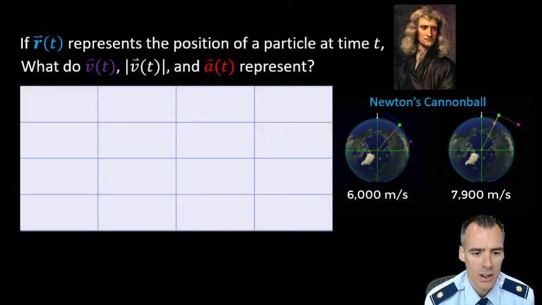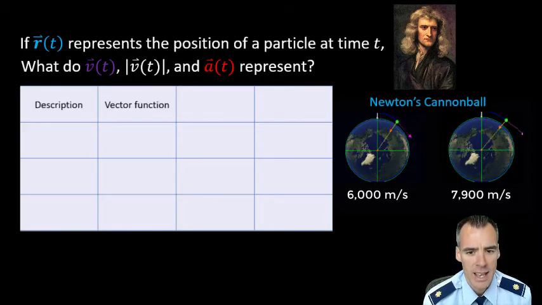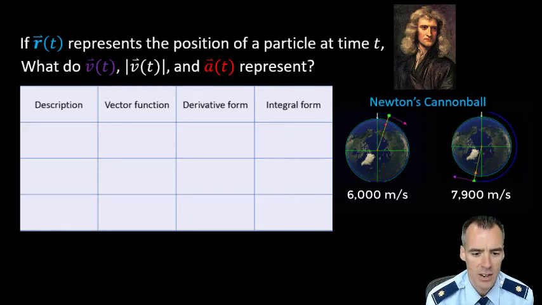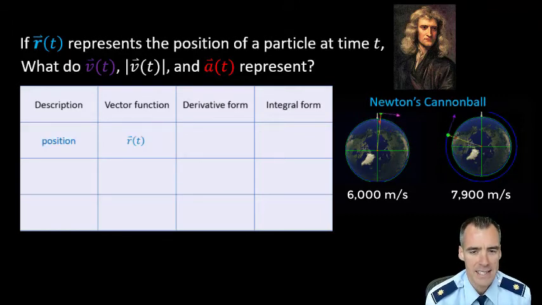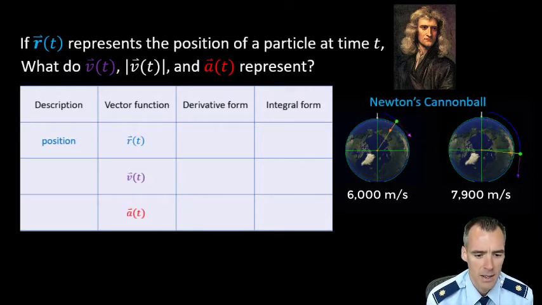So we have our description column, we've got our vector function we're going to put here, and our derivative and integral forms of that vector function in these other columns. So let's just write down what we're given. We're given r of t as the position function, and we want to classify v of t and a of t, which we'll put as these other vector functions.